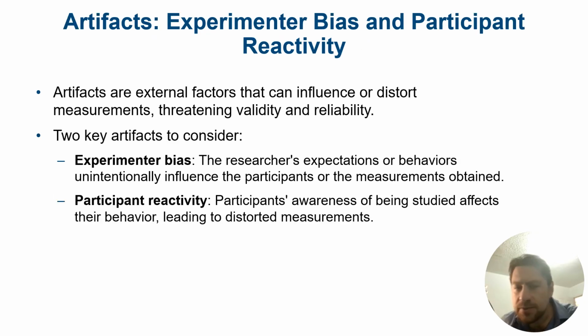Okay, artifacts. Artifacts are defined as external factors that can influence or distort your measurements. And in doing so, they threaten both the validity and the reliability of your measures. So we'll consider 2 categories of artifacts. One is experimenter bias, and this is when the behavior of the experimenter affects the behavior of the participant in the study in a way that changes or contaminates what you are measuring.